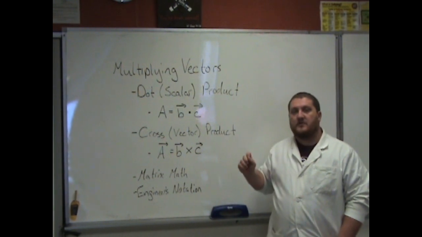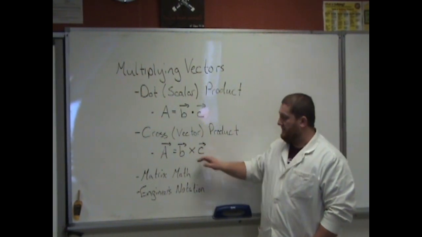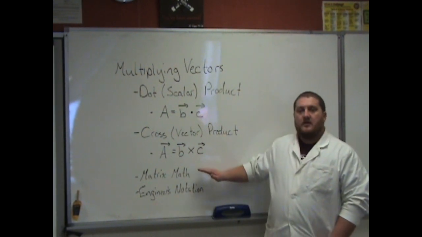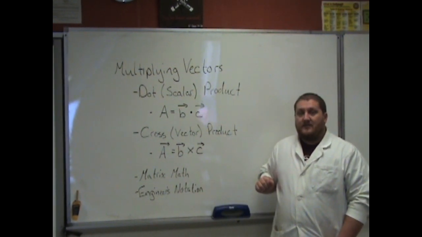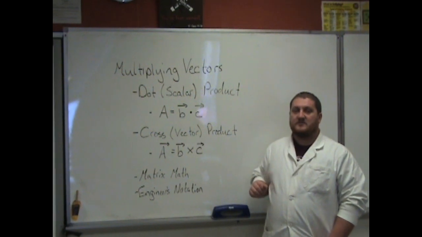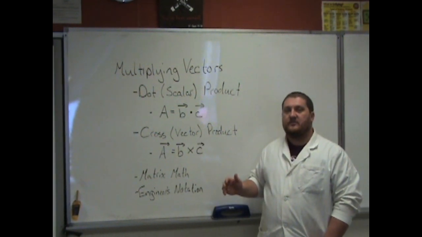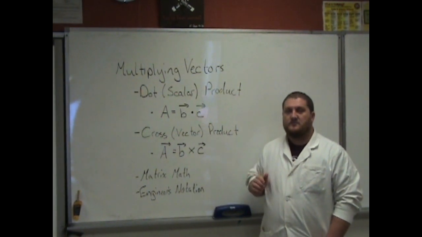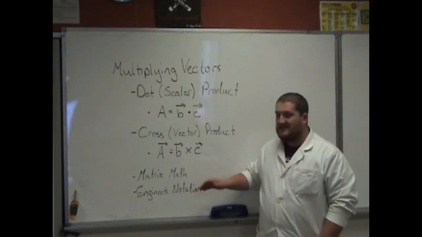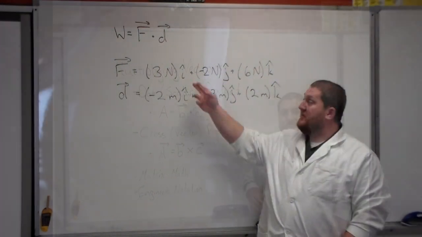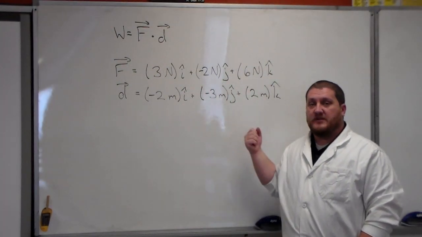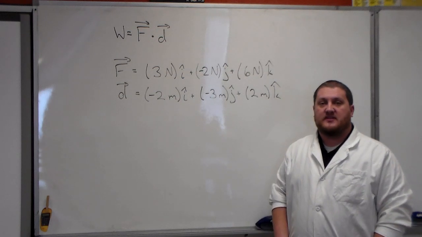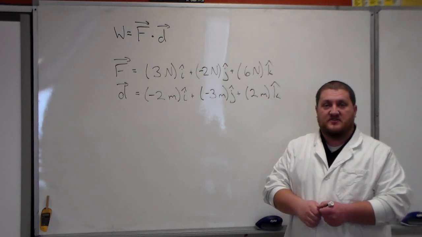If we take a cross product, we get a vector out of it, which you can see by the notation here. We're going to use matrix math to figure out our dot and cross products. There are simpler ways to do it for some situations. However, following these methods will work for any vector that's in engineer's notation. I have a force and a displacement listed in engineer's notation. The first thing I need to do is label them as 3x1 matrices.